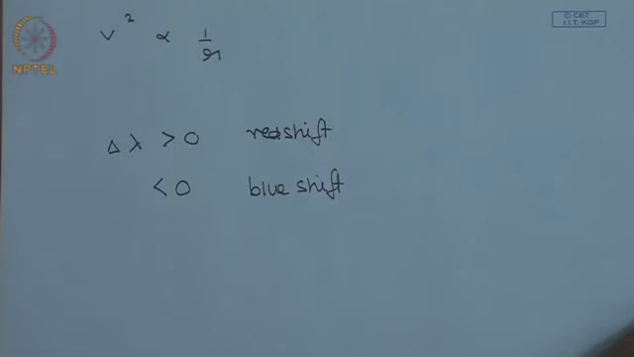So, in this position A, the source has no velocity component relative to the observer's line of sight. So, the spectral line is observed where you would expect it, at the wavelength lambda. There is no shift in the wavelength.